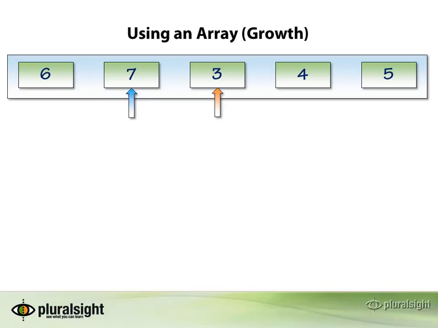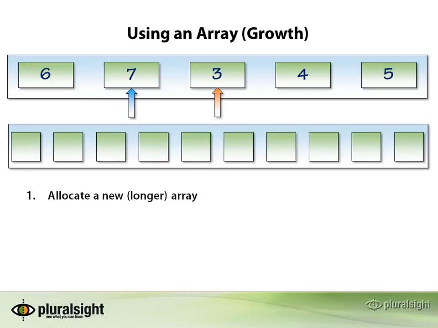The first thing we'll need to do is allocate a longer array. Now this array is twice as long as the original array. Next, we'll need to copy the items from the head pointer of the queue to the end of the existing array. Now this copies items 3, 4, and 5.